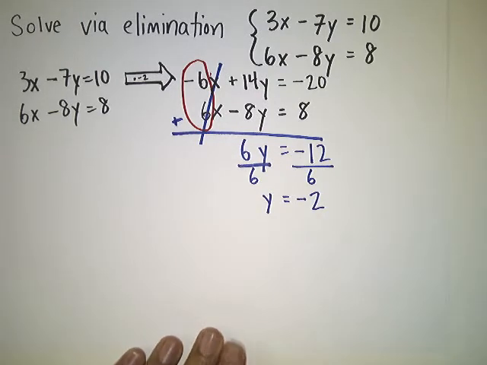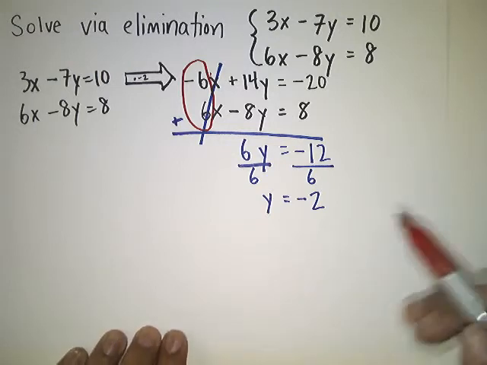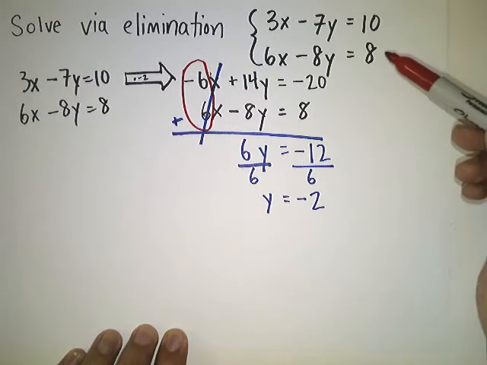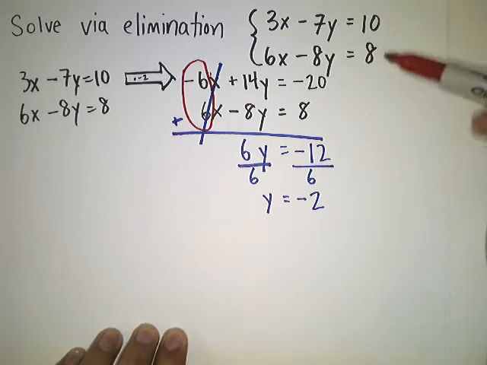Okay. Now we're ready for step 3 of the elimination method. Step 3 is, of course, to take that y equals negative 2 and plug it right back into one of the original equations. So let's go ahead and do it. This time, I'm going to choose to use the second equation. It doesn't matter which one you pick.